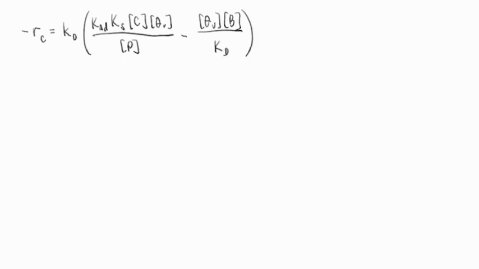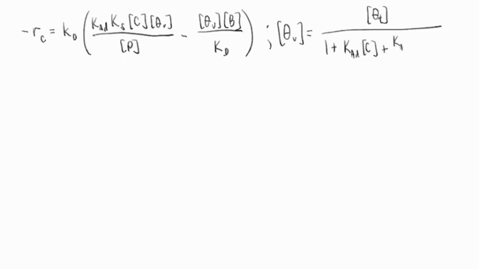From the previous page of our solution, we have identified that theta V, or the concentration of the vacant active sites, is equal to the concentration of the total active sites divided by 1 plus capital K adsorption, concentration of cumene, plus capital K adsorption, capital K surface reaction, concentration of cumene over concentration of propylene.